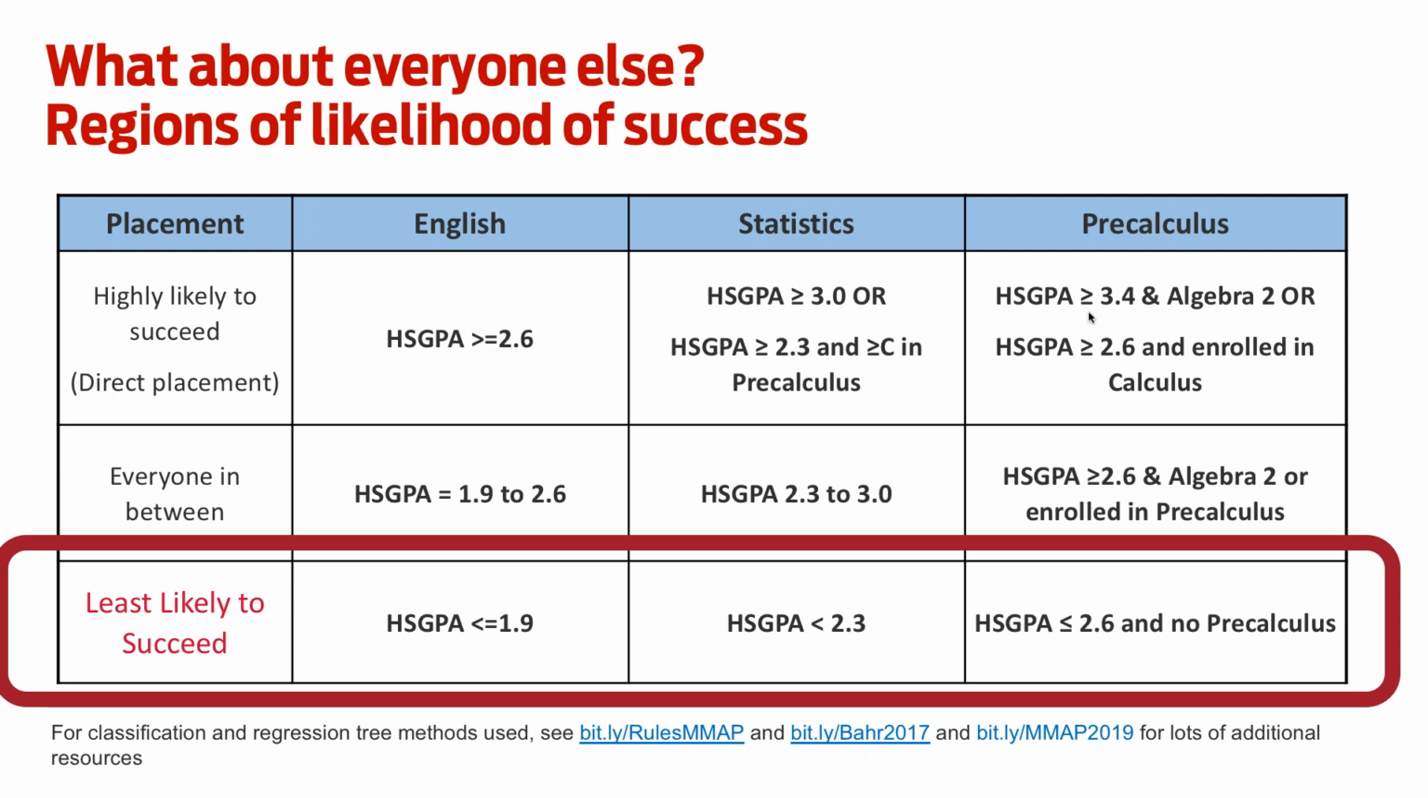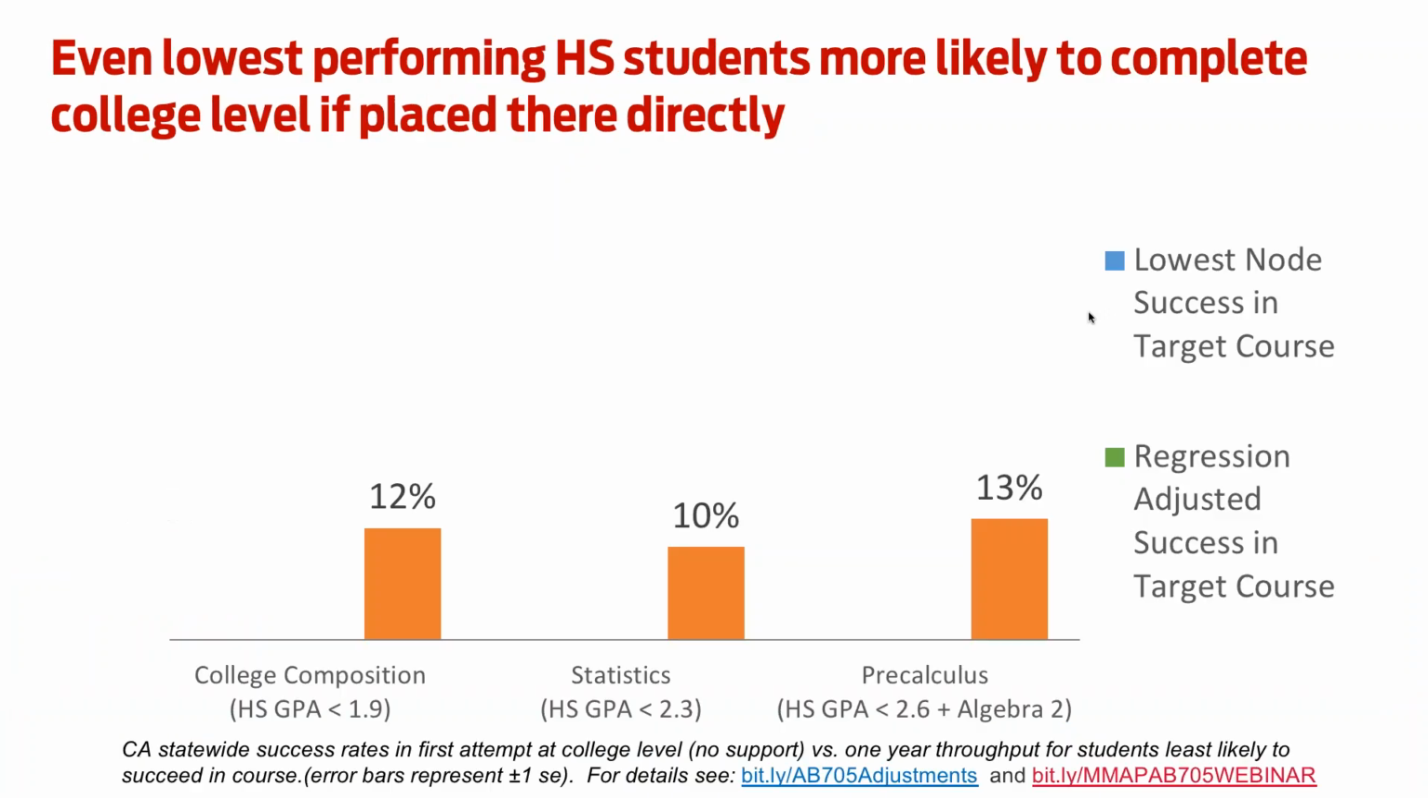So students in English below a 1.9, students in statistics below a 2.3, and students in pre-calculus who have no pre-calculus and a high school GPA of less than 2.6, so they haven't tried it. So what happens to those students, right? And one of the nice things about our system is because it's large, there's lots of variation in how students may or may not get into courses that allows us to look at what happens to those students if they somehow manage to get into a college level course.